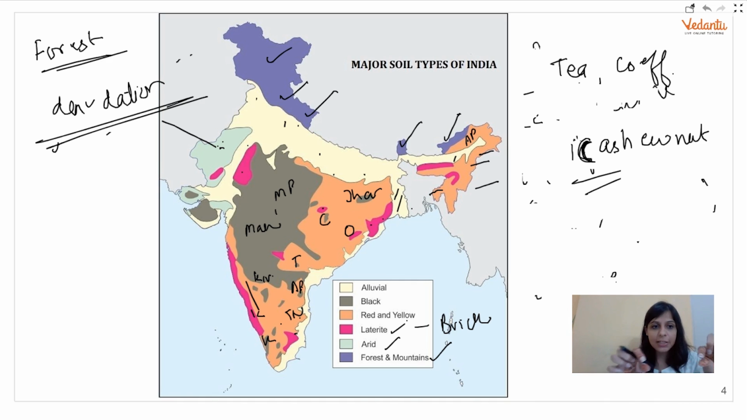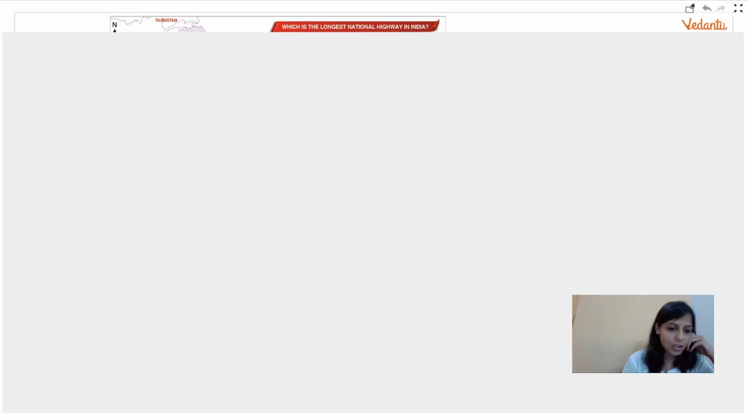These soils are also found in the lower parts of valleys, particularly on the river terraces and where we come across alluvial soil. There we also find alluvial fans where it's very fertile. So we can have forest soil there also. I guess you guys are pretty much clear when I talk about different types of soils. So now we're going to move on to the next topic.